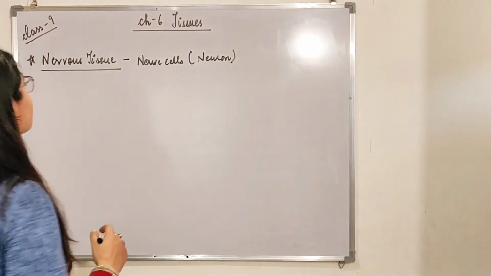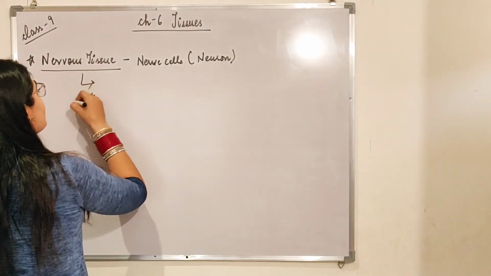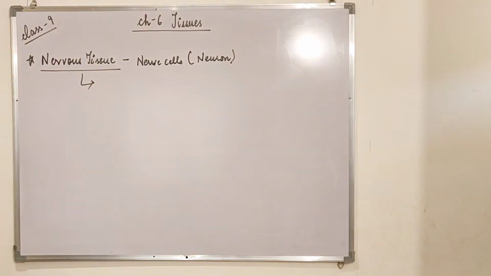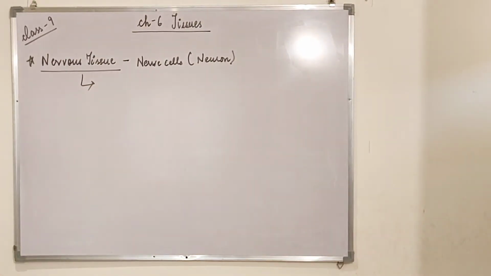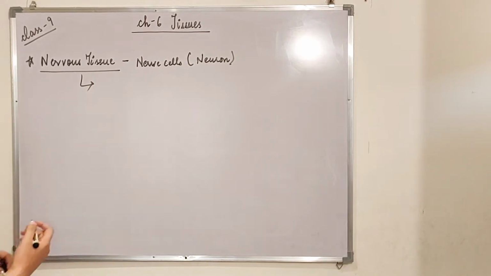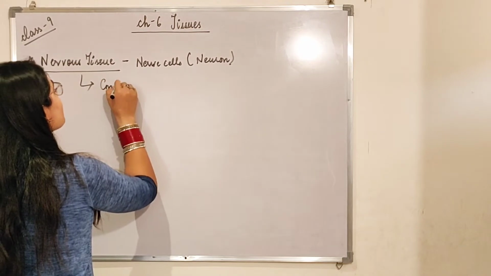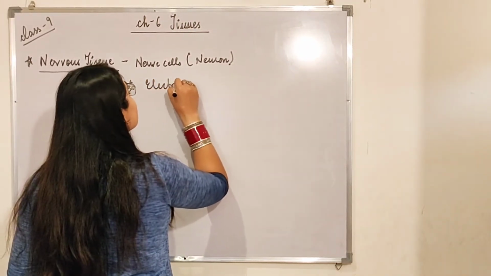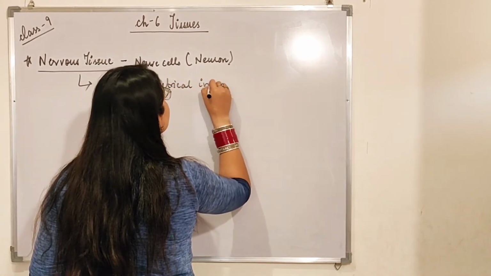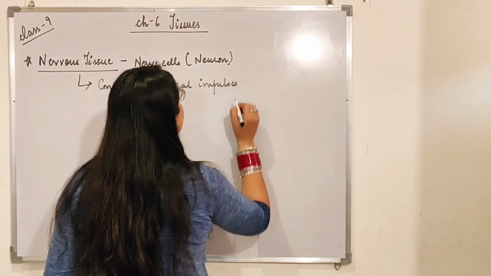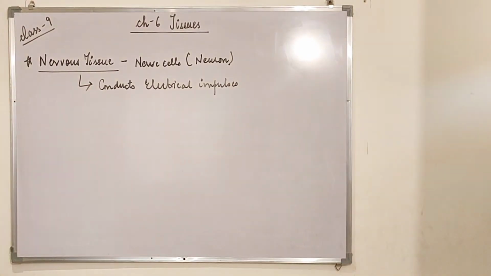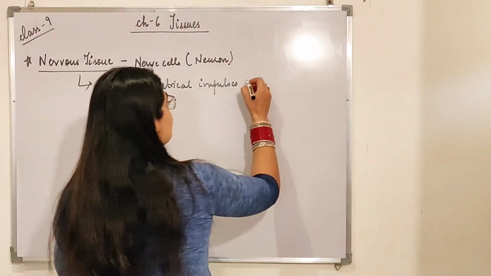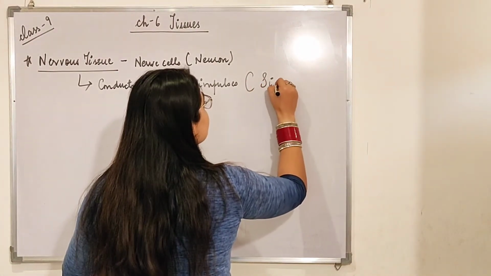But this nervous tissue, it is specialized to perform what function? It is specialized to conduct signals in the form of electrical impulses. It conducts electrical impulses and it helps in the conduction of signals. So these electrical impulses act as signals.